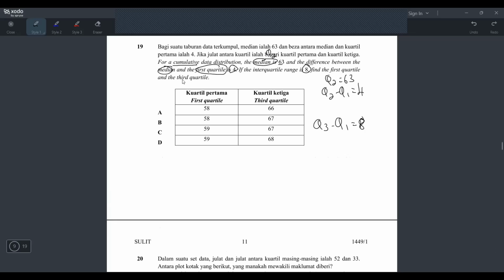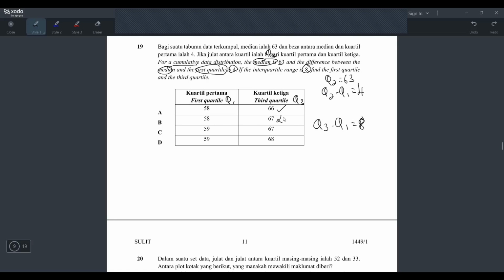And then they say what? Find the first quartile and the third quartile. So they want to find Q1 and Q3. First of all, we all know Q2 is 63, right? So how can I get my Q1, Q3? Let's think about this. I know my Q3 minus Q1 is 8, right? So why not we try taking 66 minus 58? What is 66 minus 58? You get 8. So this one is possible.